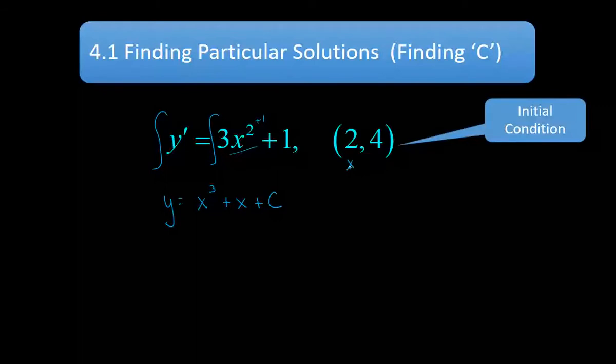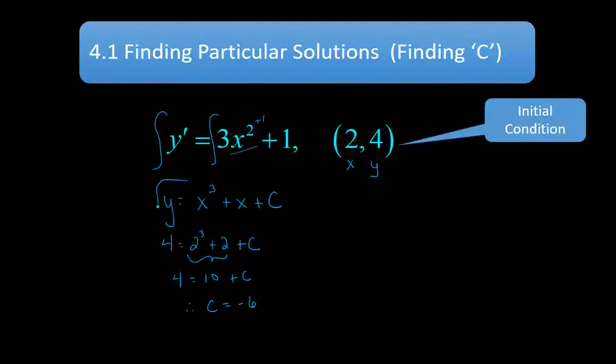Now, knowing that this is x and y, we are going to plug in x and y and help us solve for c. So 4 is going to go in here, 2 cubed plus 2 plus c. So this is going to be 2 cubed, 8 plus 2, that's going to be 10. So 4 equals 10 plus c. Therefore, when we subtract 10 from both sides, we're going to get c to equal negative 6.